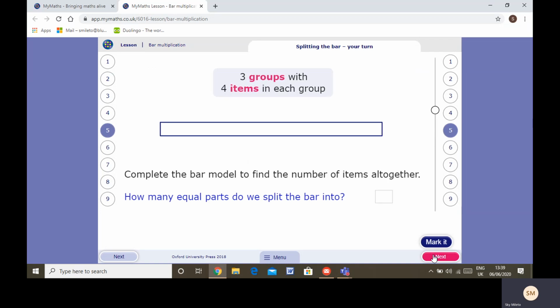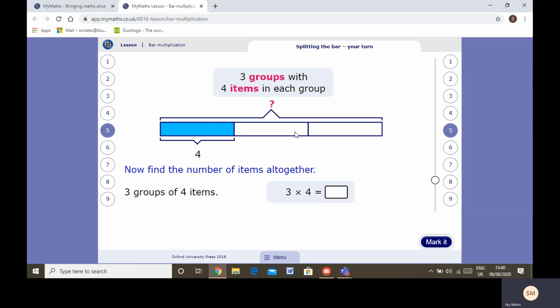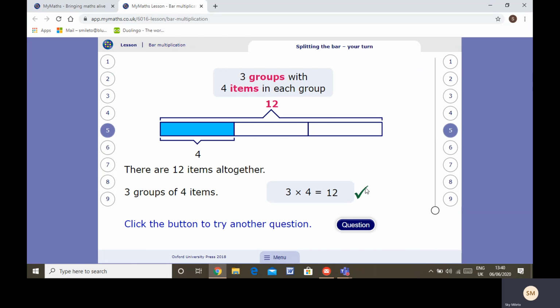So let's give it a go. 3 groups with 4 items in each group. We need to think, what are we going to split this bar into? The equal parts, we need to split it into groups, so we need 3 equal parts. And we're going to look at how many are in each part. We've got 4 items in each group, so in this group we must have 4, this group 4, this group 4. But because they're equal size, we only need to label one of them, because we'll know the others are exactly the same. So 3 groups of 4 equals 3 times 4, which is 12. Therefore, the whole bar represents the number 12.